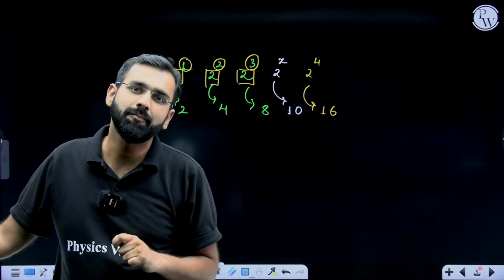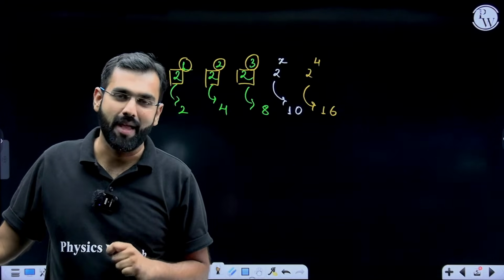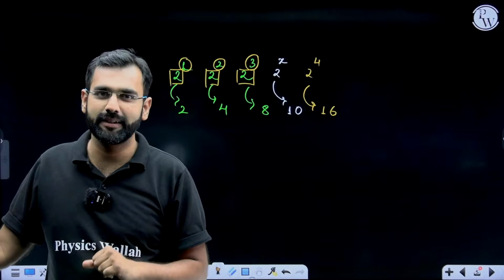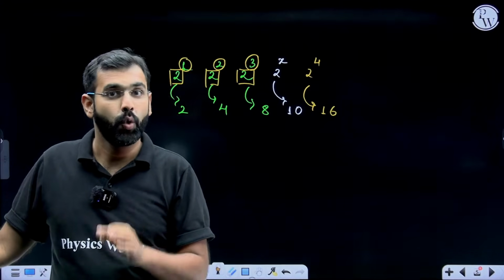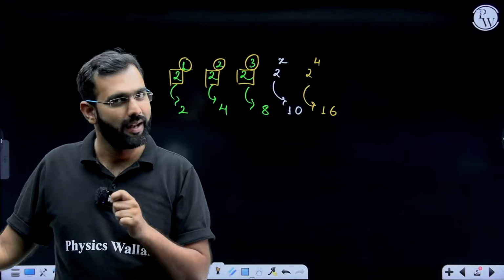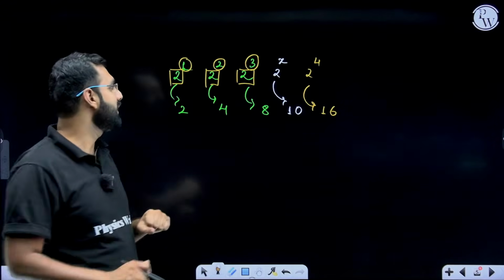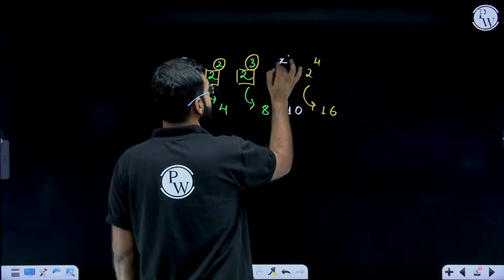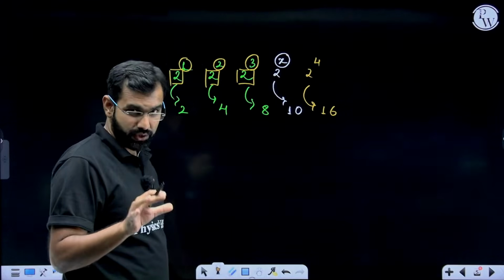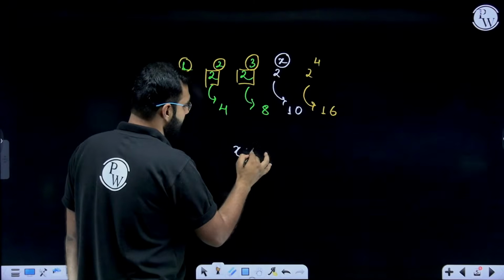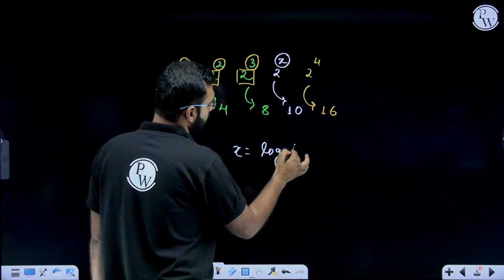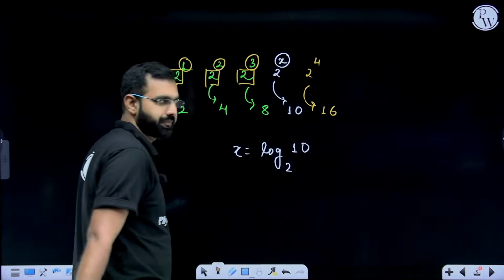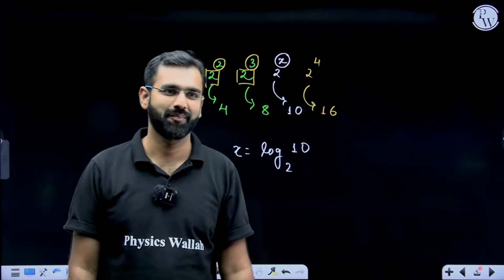But there is a problem. We don't know that number. And humanly, it is impossible to get that number. But with logarithm, we define these numbers. How? Let's have a look at that. How do we define these numbers? All you need to understand is that if I wish to define this x, I'll be writing this x as log 10 base 2. Are you getting what I'm saying?